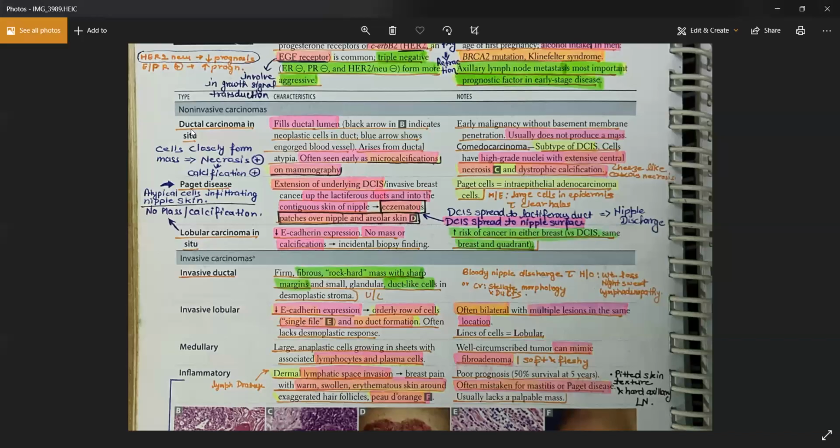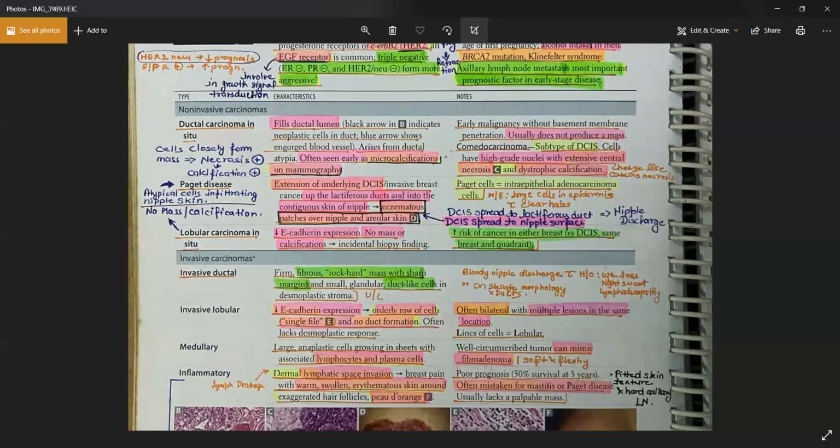Okay. So the ductal carcinoma in situ will arise in the ducts. It will cause filling of the ductal lumen. Very important thing. And you will again see microcalcifications on the mammography, and these microcalcifications occur because of death of the cells in the center. You have the duct.